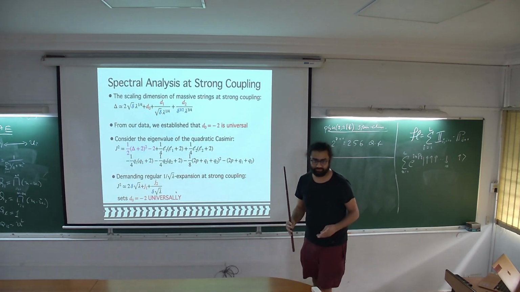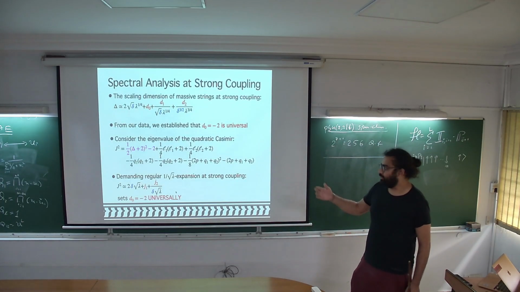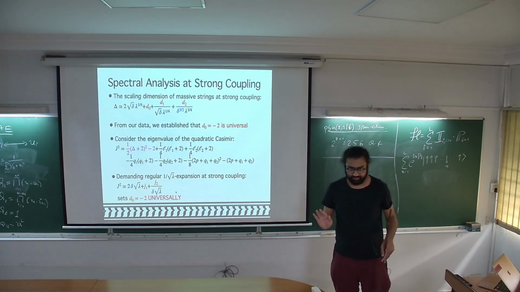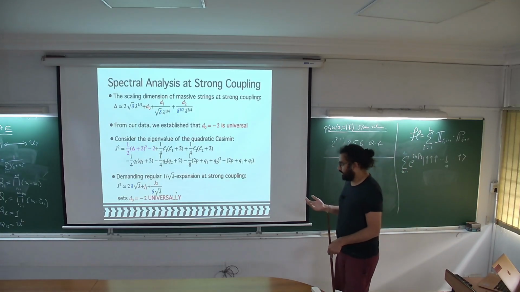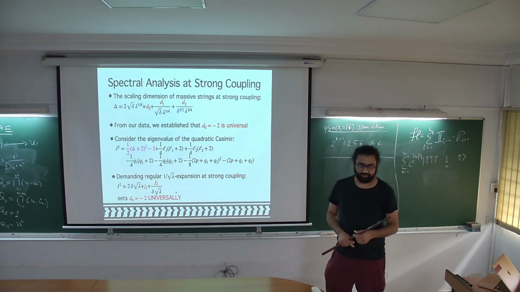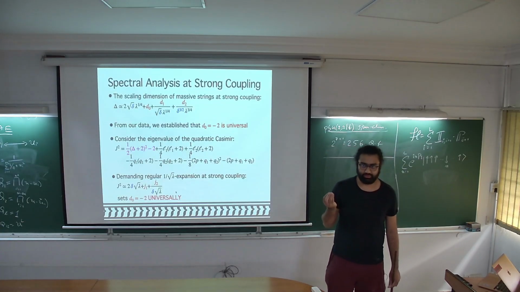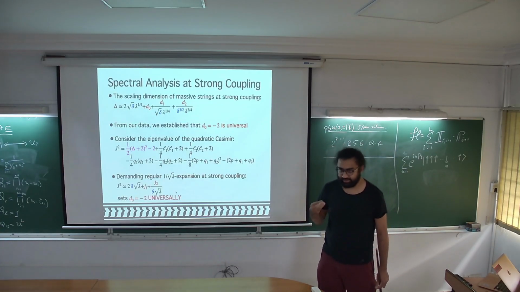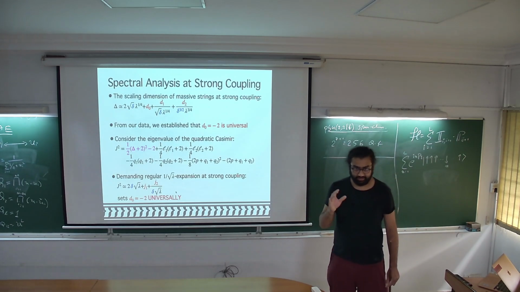This is a heuristic argument that we give to try to explain why we get this, which we thought intuitively makes sense. Nevertheless, one of the lessons that we took from this analysis was that it's more important to focus on the eigenvalue of the quadratic Casimir of PSU(2,2|4) rather than the dimension itself.